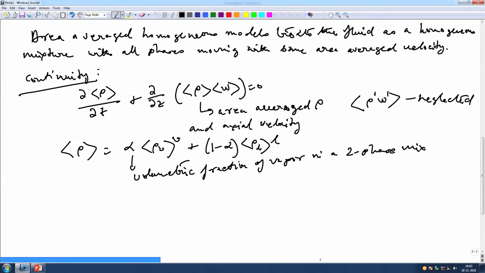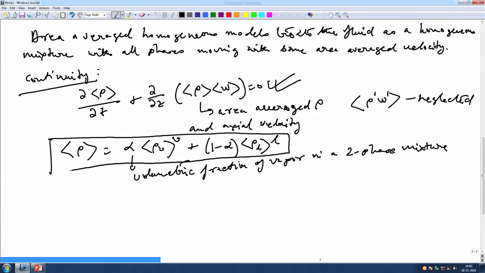That is just a special case. This is the general equation. This is just a special case. If it is a two phase mixture, this is how you should actually write it. Similarly, we can write the momentum equation.